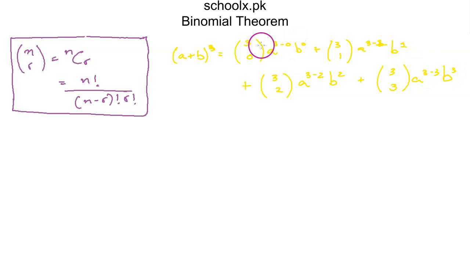And the other thing is, the total number of terms must be 1 greater than the n value. For example, n is 3 here. This is a cube, and the number of terms is 4: 1, 2, 3, and 4. From this we get a cube plus 3a squared b plus 3ab squared plus b cube. Alright.